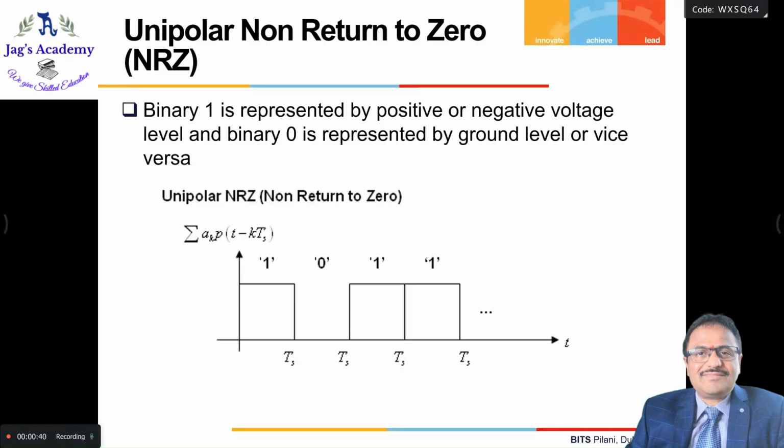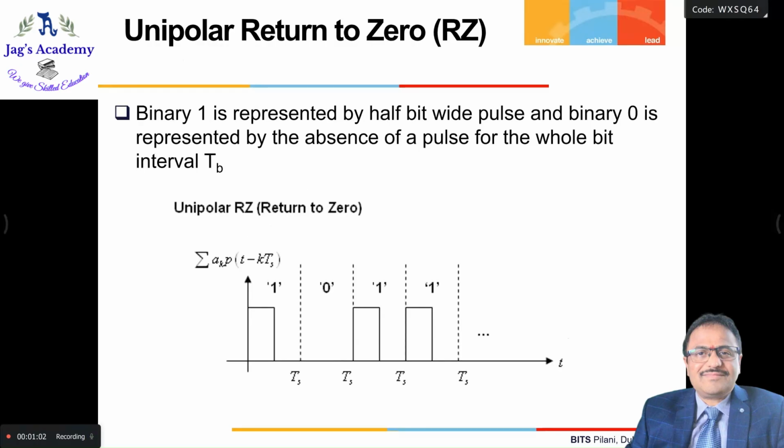I told you why it is called non-return to zero, because the pulse will not return to zero within the bit. If the pulse returns to zero at TS by 2, it is called return to zero. So we have now seen unipolar non-return to zero and unipolar return to zero. You understood these two.